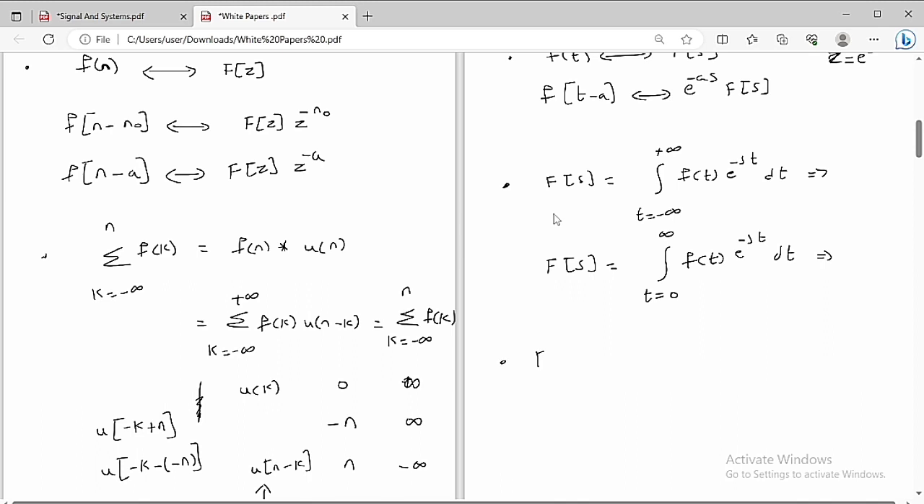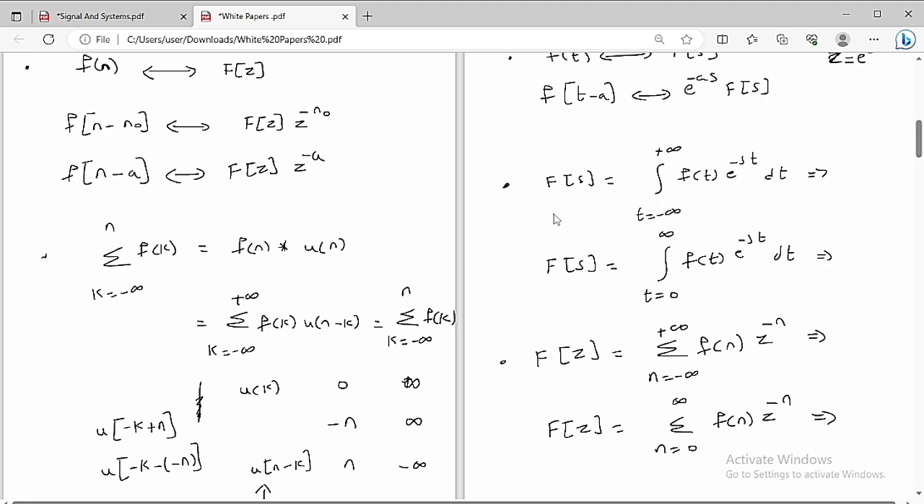Whereas F of z is equal to, integration will become summation, t will become n, from n equal to minus infinity to plus infinity of f of n into, as I already told you, the power of e to the s is nothing but z. So z to the power of minus n. So this is called the two-sided z transform or bilateral z transform. Whereas F of z is equal to the sum from n equal to 0 to infinity of f of n into z to the power of minus n. So this is called the usual one-sided z transform or unilateral z transform. So these things always keep in mind.